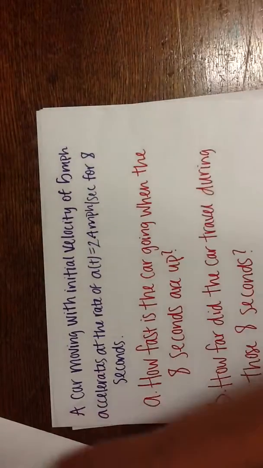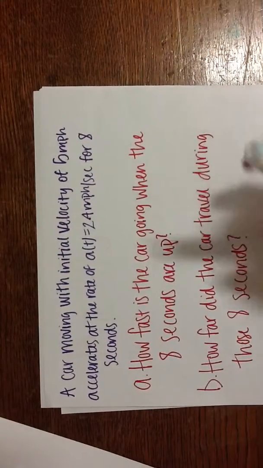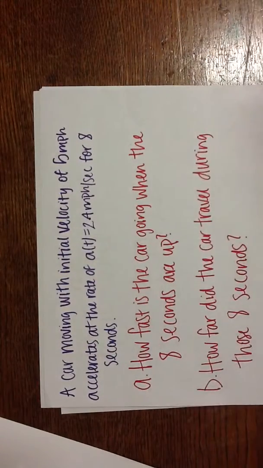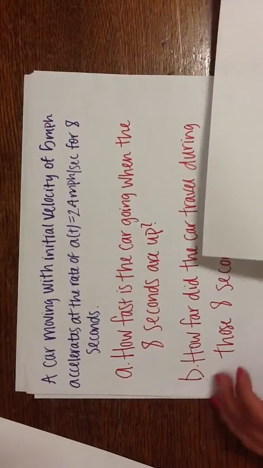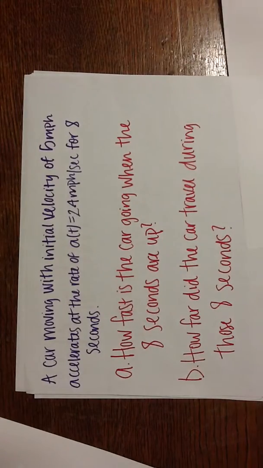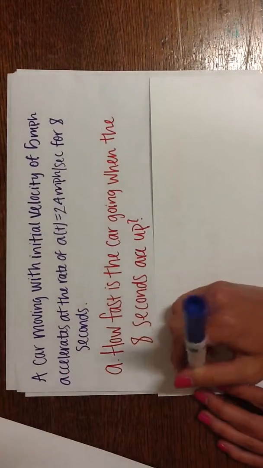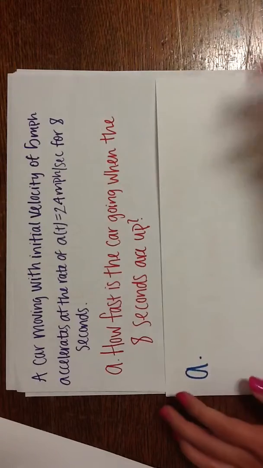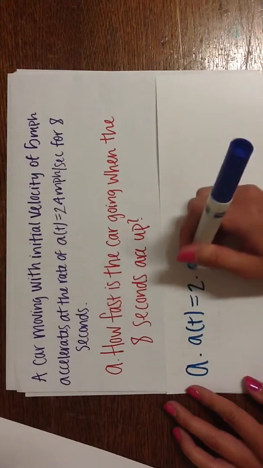Last, we are going to wrap up with one final example. A car is moving with initial velocity of 5 miles per hour, accelerates at the rate of a of t equals 2.4 miles per hour per second for 8 seconds. So we're going to first find A, how fast is the car going when the 8 seconds are up, and then find B, how far did the car travel during those 8 seconds. So let's look at A. So we know that a of t equals 2.4 t.